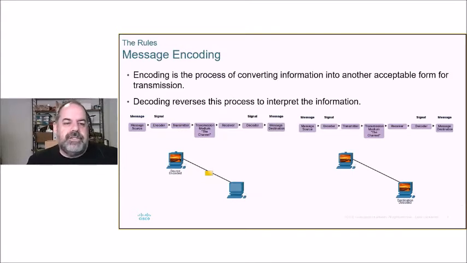Okay, so encoding is the process of converting information into another acceptable form for transmission. Decoding reverses this process. Encoding is done by the source computer, decoding by the destination computer. They're showing that it starts on the source. I'm assuming it's a picture, maybe a video. You have a message, you need to encode it, and then you need to transmit it over the transmission cable. Then it needs to be received, decoded, and then it's at the destination.